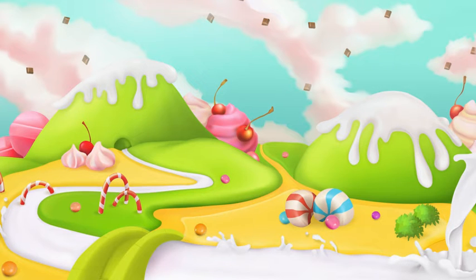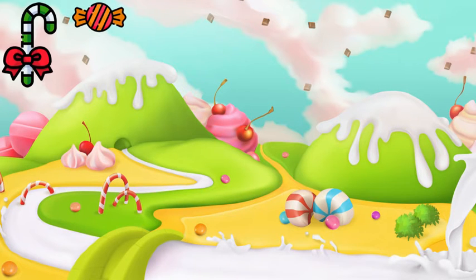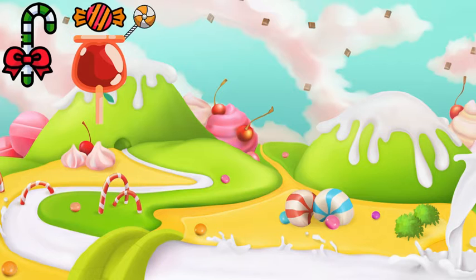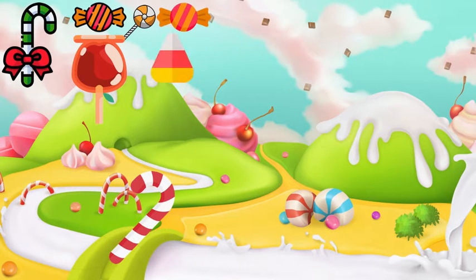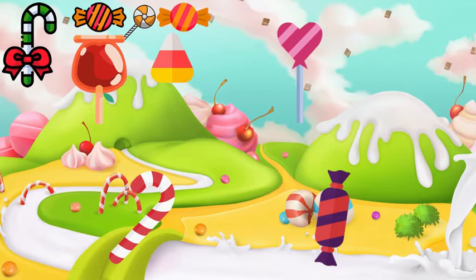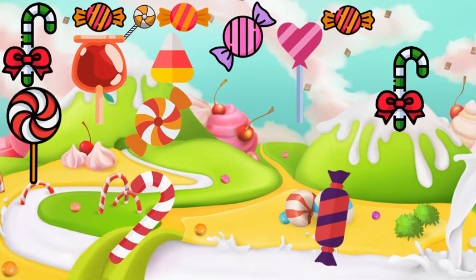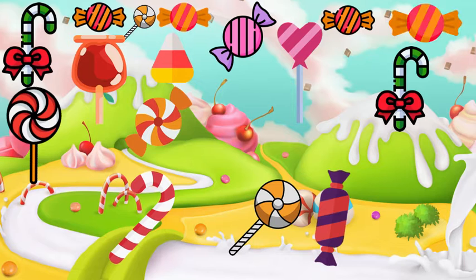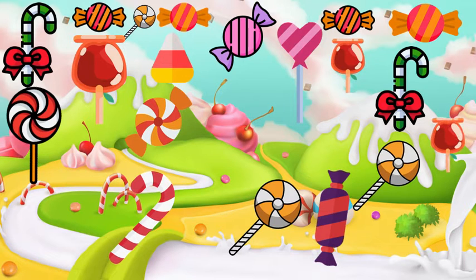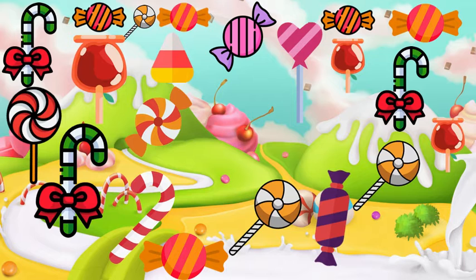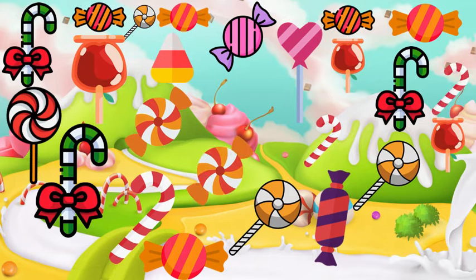Let's count candies now. 1, 2, 3, 4, 5, 6, 7, 8, 9, 10, 11, 12, 13, 14, 15, 16, 17, 18, 19, 20, 21, 22, 23, 24. And what does chobis mean?